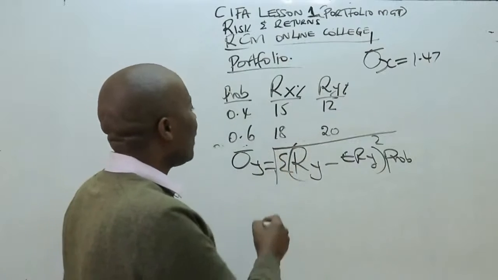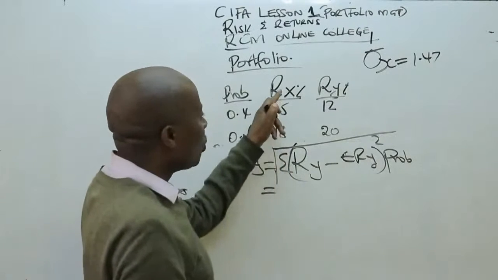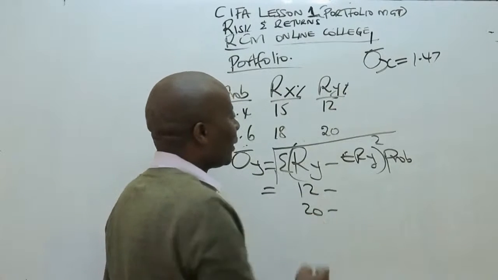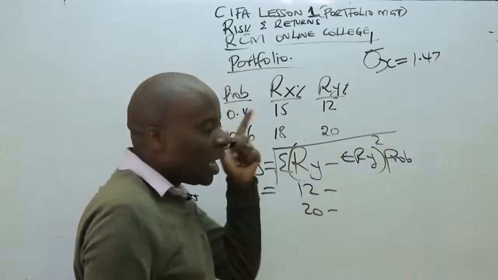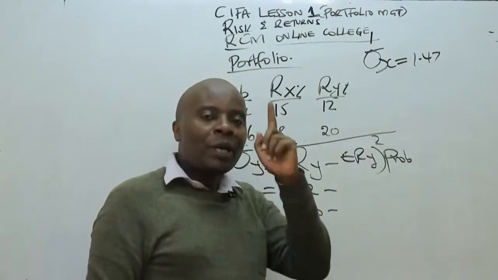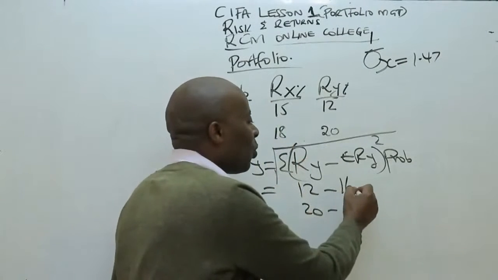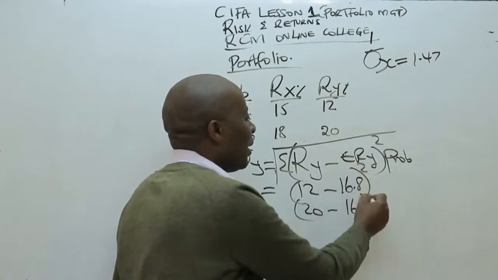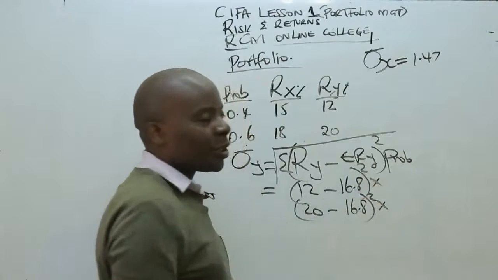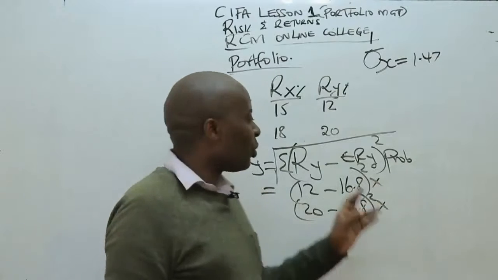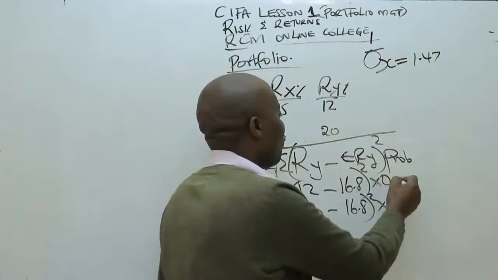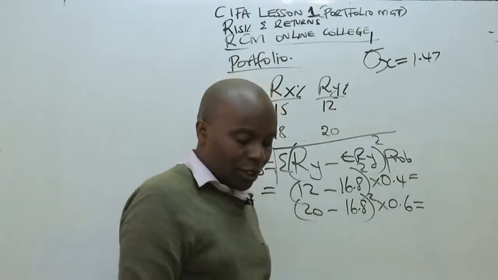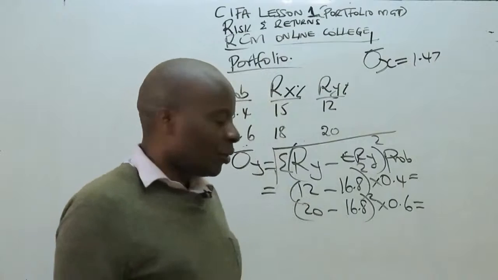Ladies and gentlemen, if that is the case, then we have our actual returns of y here. We have 12, we have 20, minus the expected returns of y, if you recall. From part 1 above, the expected return was 16.8. So 16.8, like this, come and square, times the corresponding probability. What do we have? We have 0.4, we have 0.6. So please come and give us figures. What do we have there?